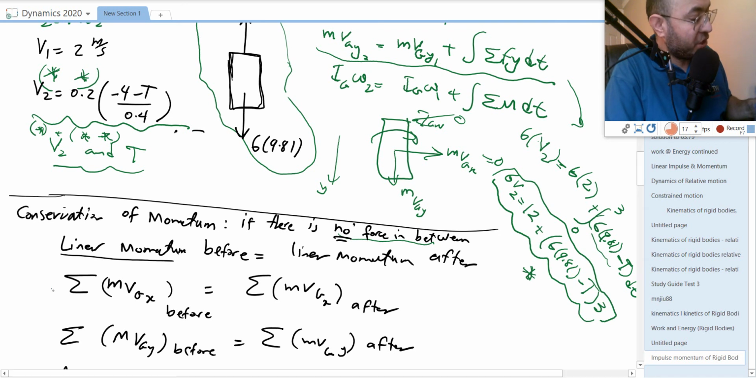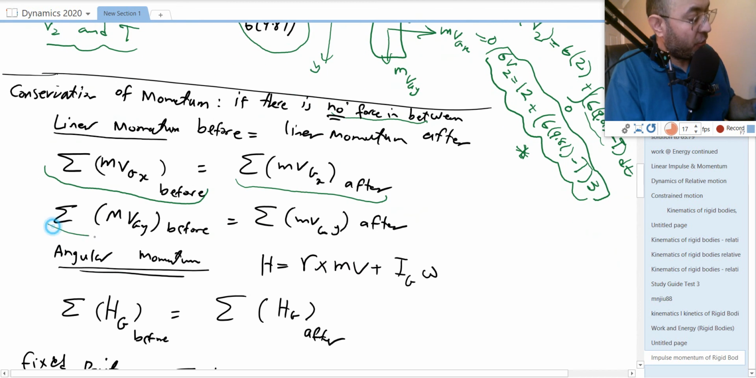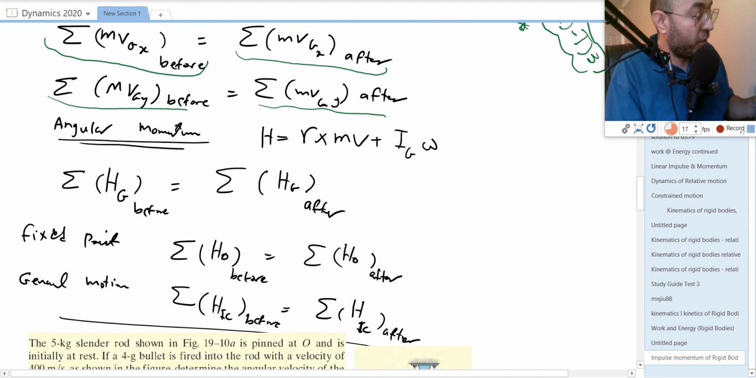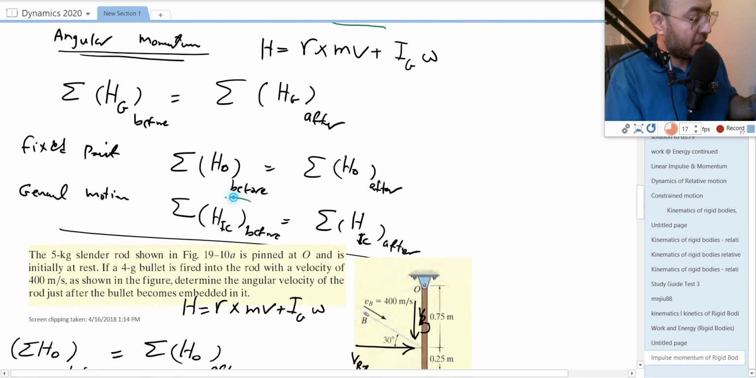Then you can say mvGx before the impact is equal to mvGx after impact. Same thing, mvGy before impact is the same as mvGy after impact. For angular momentum, we can say sum of HG before is equal to sum of HG after, so angular momentum is conserved before and after impact. If you have a fixed point, we can state the same thing: sum of H about O before the impact is equal to sum of H about O after impact, where O is the point of rotation.